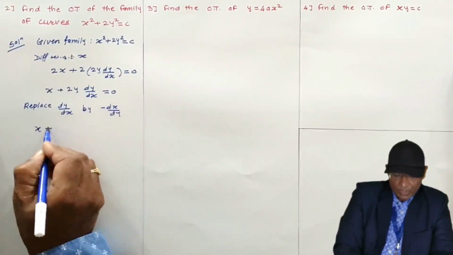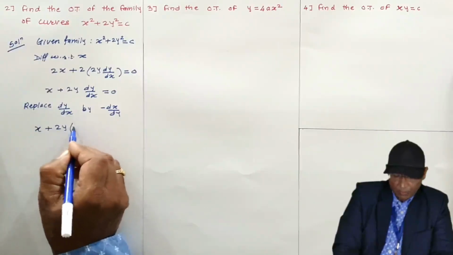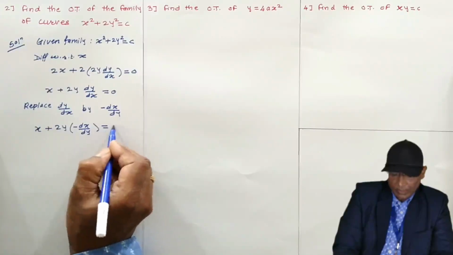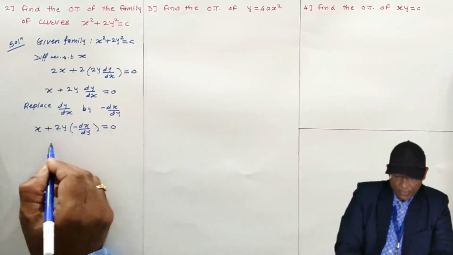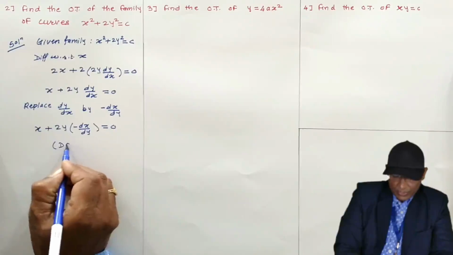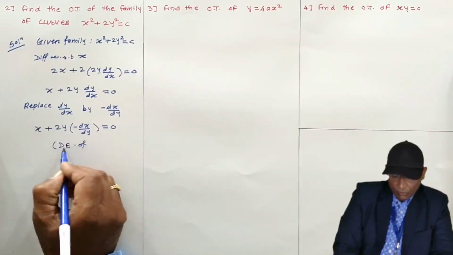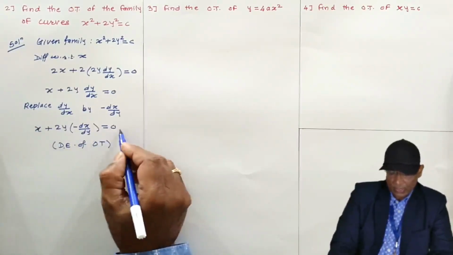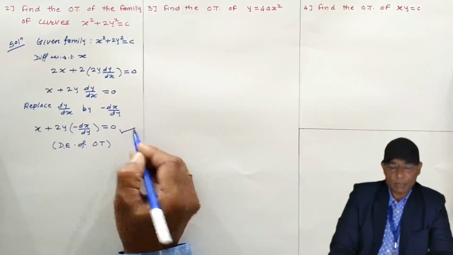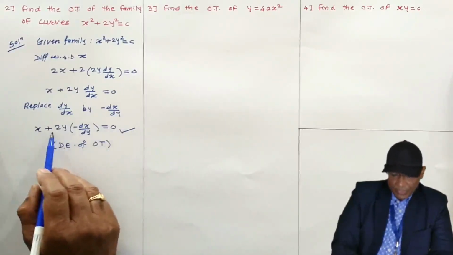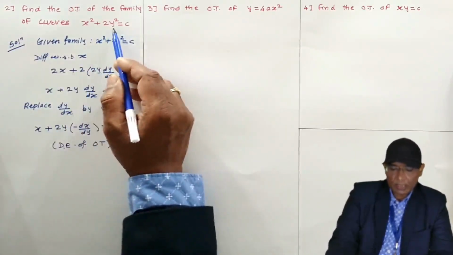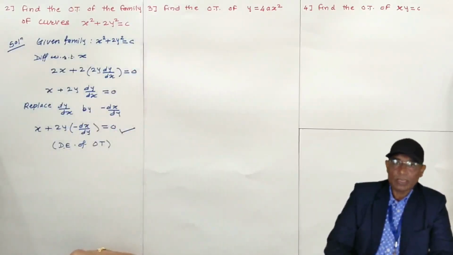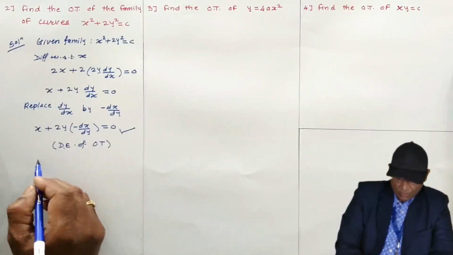And once you replace dy by dx by minus dx by dy, you will get the differential equation. This is the differential equation of orthogonal trajectories, and this may be asked in the examination as an MCQ. If the differential equation of orthogonal trajectory and this family of curves is given, you may be asked to find the orthogonal trajectory in the examination as an MCQ.